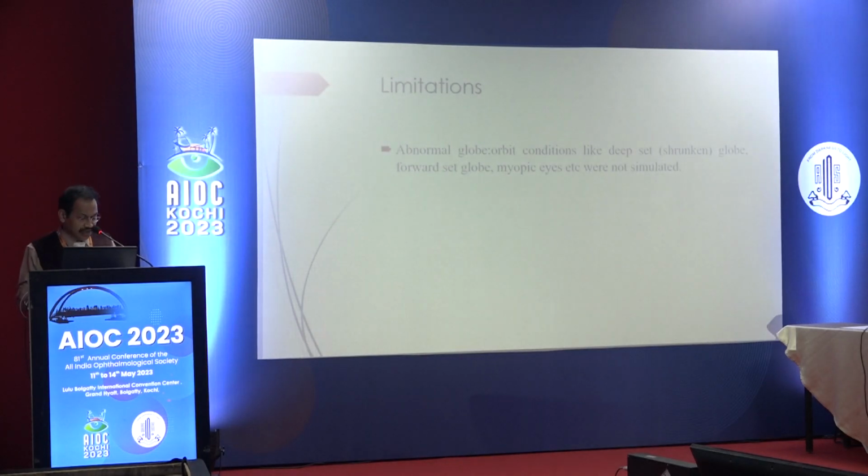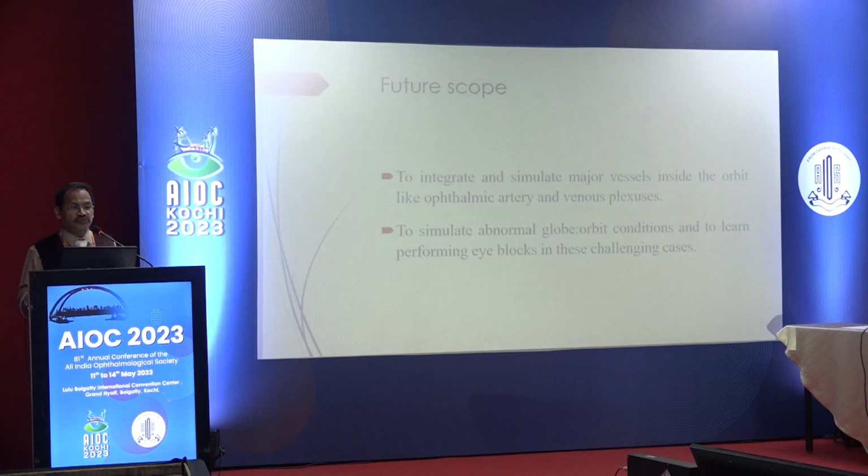Now, there were some limitations. One, we made only normal human globe and orbit relations. We have not mimicked an abnormal globe orbit, like deep set eyes, forward set globes or myopic eyes. So in future, we are trying to integrate these abnormal globe orbit relation conditions, and we will also try to simulate major vessels which were lacking in this simulator, like the ophthalmic artery and venous plexus in this mannequin.